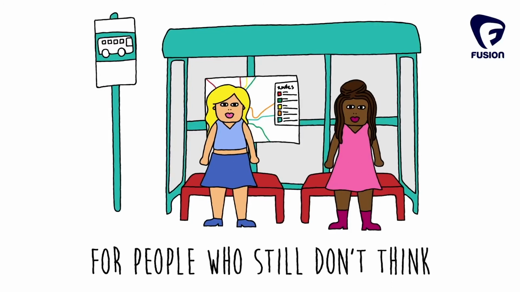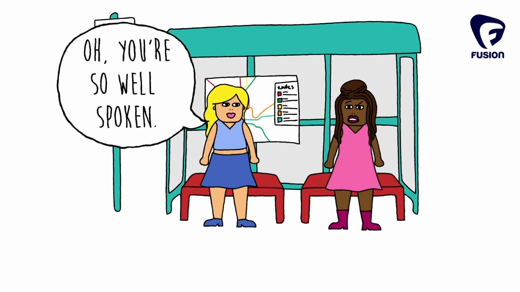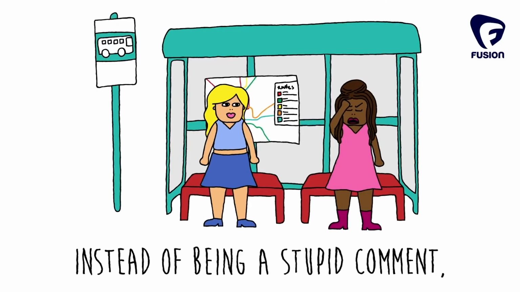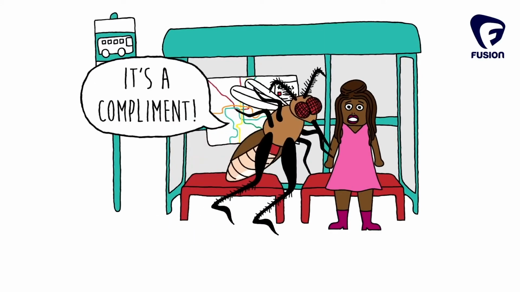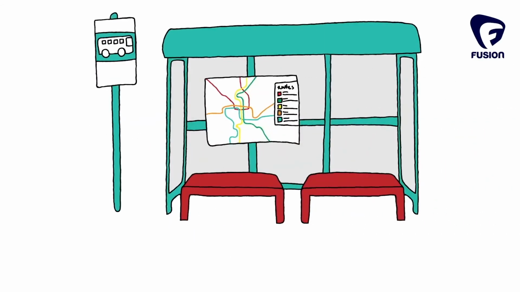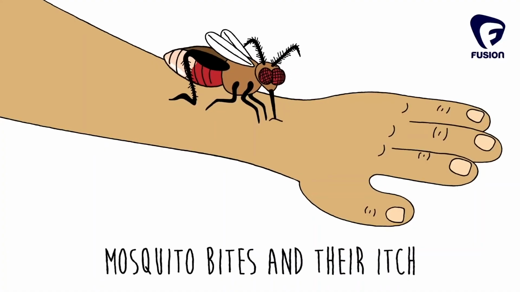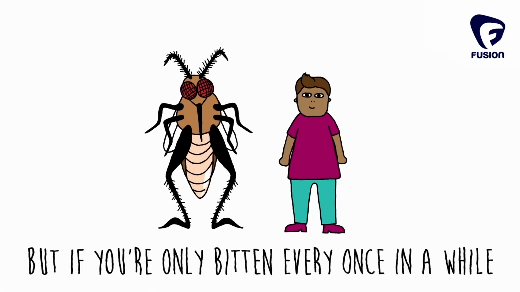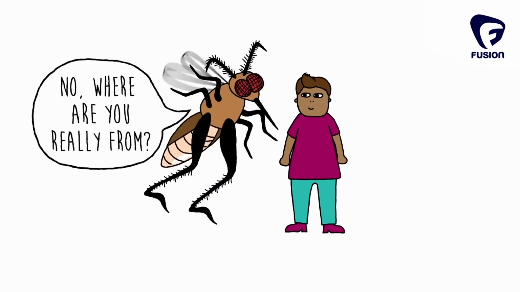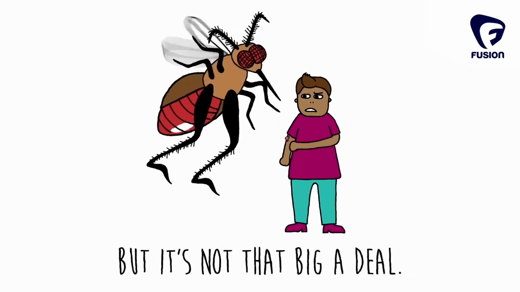For people who still don't think that microaggressions are a problem: "Oh, you're so well spoken." Just imagine, instead of being a stupid comment, a microaggression is a mosquito bite. "Ugh, it's a compliment." Mosquito bites and their itch are one of nature's most annoying features. But if you're only bitten every once in a while: "No, where are you really from?" "Cleveland?" Sure, it's annoying, but it's not that big a deal.